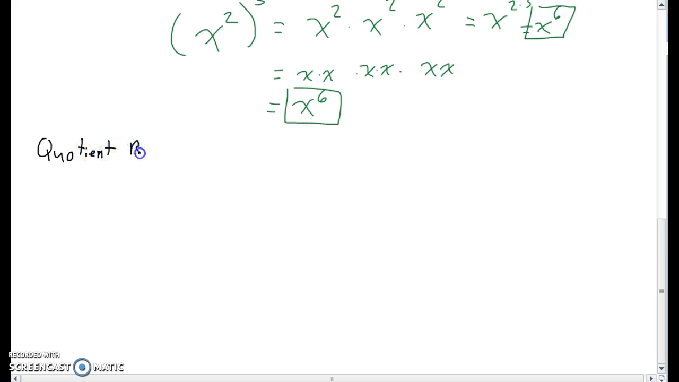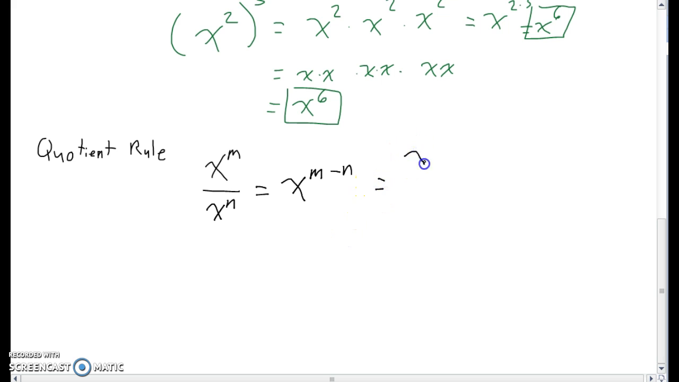So I think I've misspelled quotient there, so please pardon my spelling. Quotient is just another word for division, so it's kind of like the division rule. What you can say here is, if we have x to the m divided by x to the n, this is the same as saying x to the m minus n. And I'll show you why.